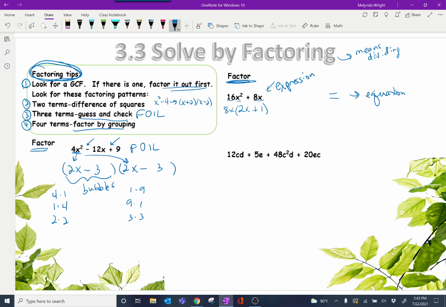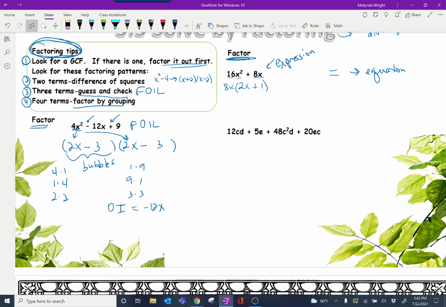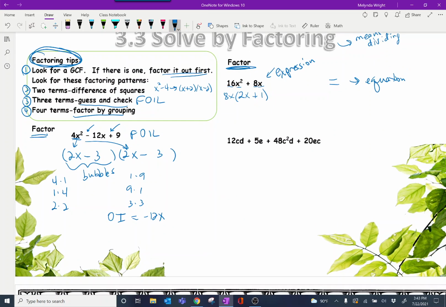And really, we know that 2x times 2x is 4x squared, and negative 3 times negative 3 is 9. That's not what we're really checking. What we're checking is the outside and the inside. The outside and the inside have to equal negative 12x when you multiply and add them together, or we've done the wrong factoring. So we've got outside would be 2x times negative 3, which would be negative 6x. Inside would be negative 3 times 2x, which is negative 6x. And I add these together, and they give me a negative 12x. And so we did do it correctly.